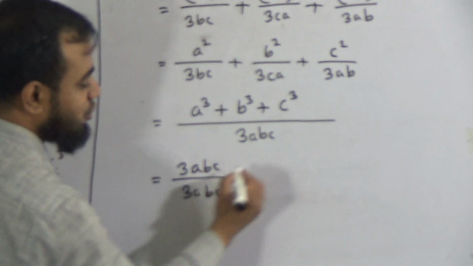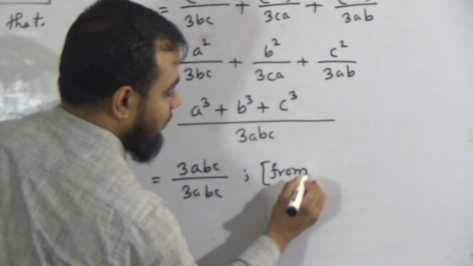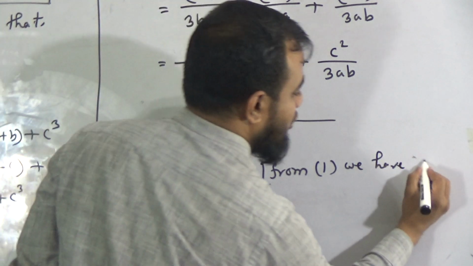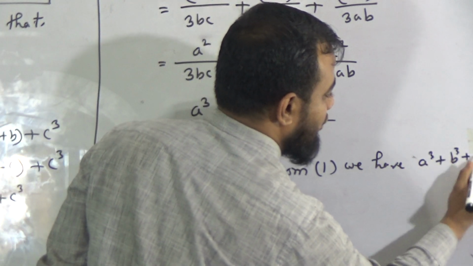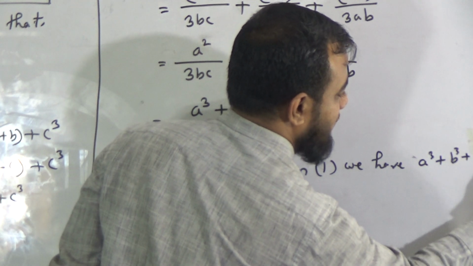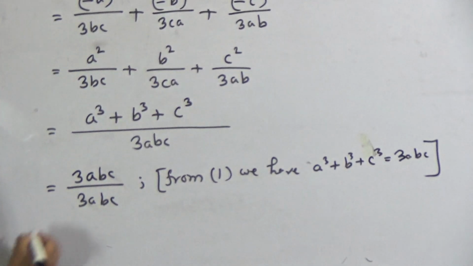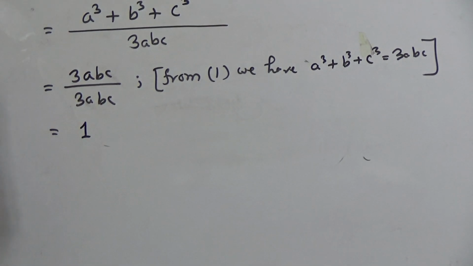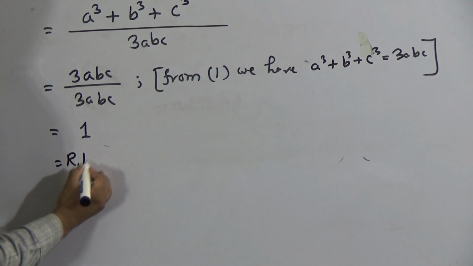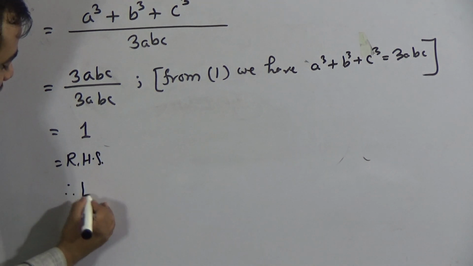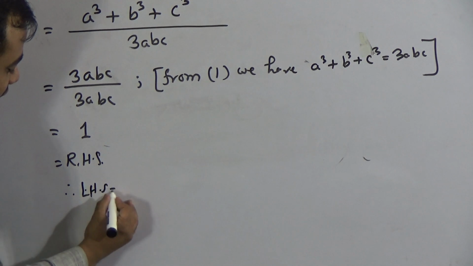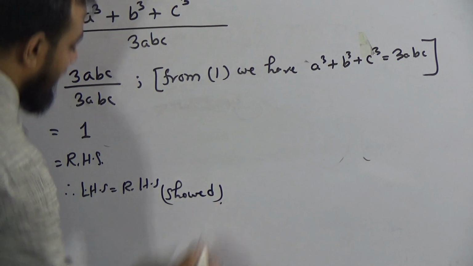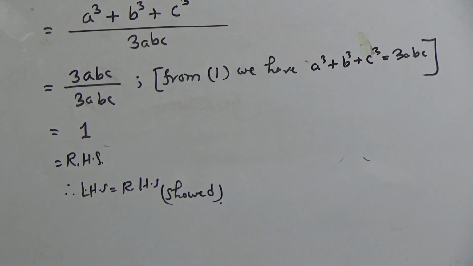You should write down the note: from 1 we have a³ + b³ + c³ equal to 3abc. And now the denominator and numerator are the same, so that's equal to 1. So this is our right hand side. Now you can write down, therefore, left hand side is equal to right hand side. I hope, dear students, you have understood how to solve this kind of problem.